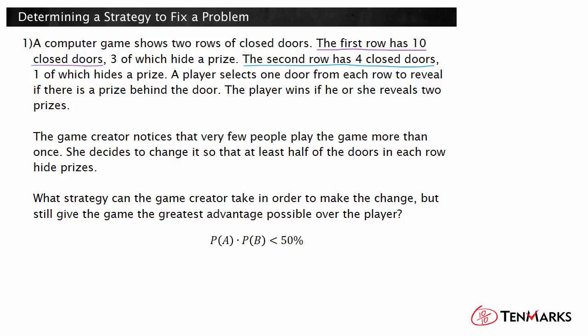Let event A be selecting a door with a prize in the first row. So the probability of A is 5 out of 10. Then event B is selecting a door with a prize on the second row. So the probability of B is 2 out of 4. So the probability of the 2 events occurring is 25%, which is less than 50%. So the strategy of adding 2 prizes to the first row and 1 prize to the second row will make at least half of the doors in each row hide prizes, while the game still has the advantage over the player.